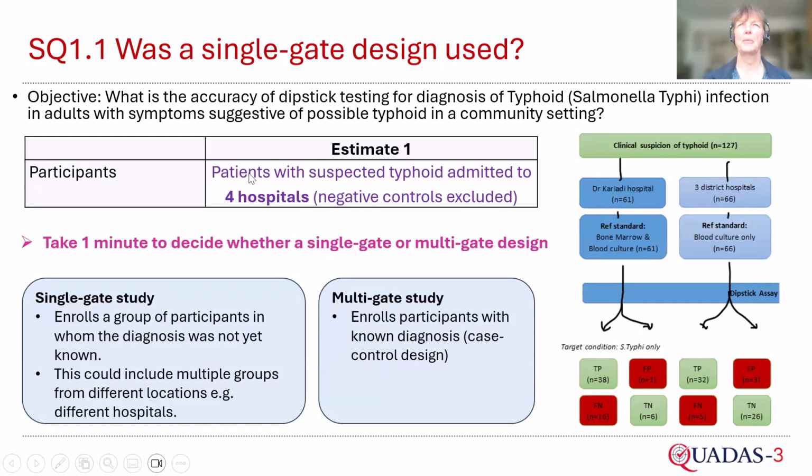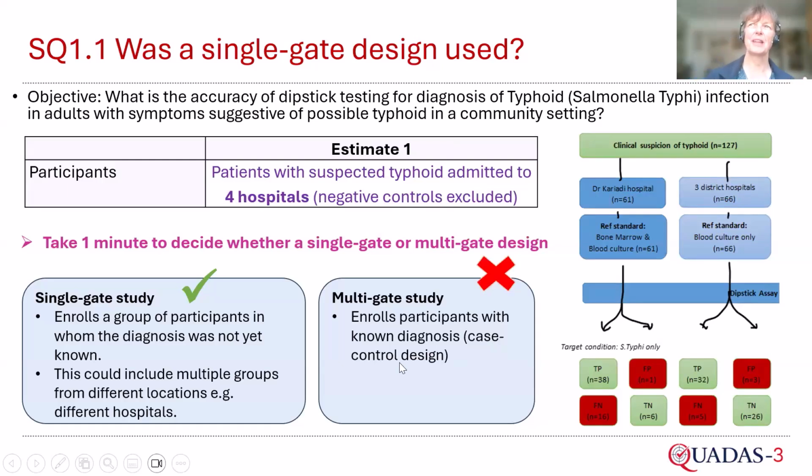Okay, and so what we were really trying to do is look at our participants, patients with suspected typhoid admitted to hospital, excluding the negative controls. Are those people where we know the diagnosis when we're recruiting them, or people where we don't know the diagnosis? Those are people where we actually don't know the diagnosis. If we had included the negative control patients, they would have been people where we knew the diagnosis.